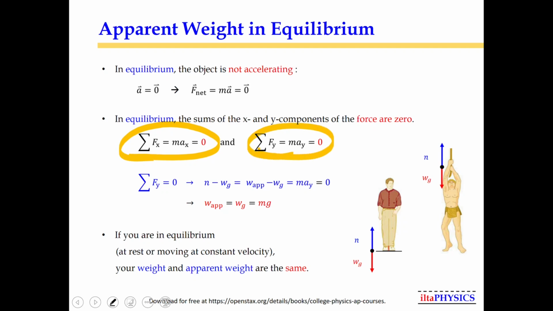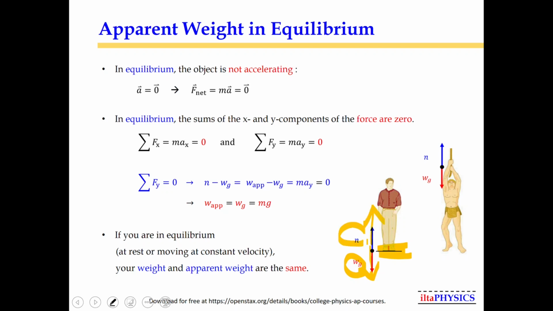For example, when a person is standing still on the ground, two main forces act on them: the gravitational force downward and the normal force upward. Let's assume we set up a standard XY coordinate system to analyze the forces. The normal force is upward, so we call it positive n. The gravitational force is downward, so we represent it as minus wg in the equation.